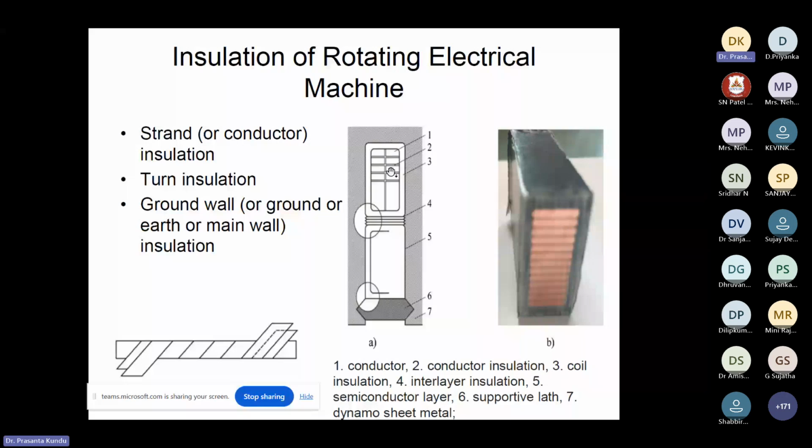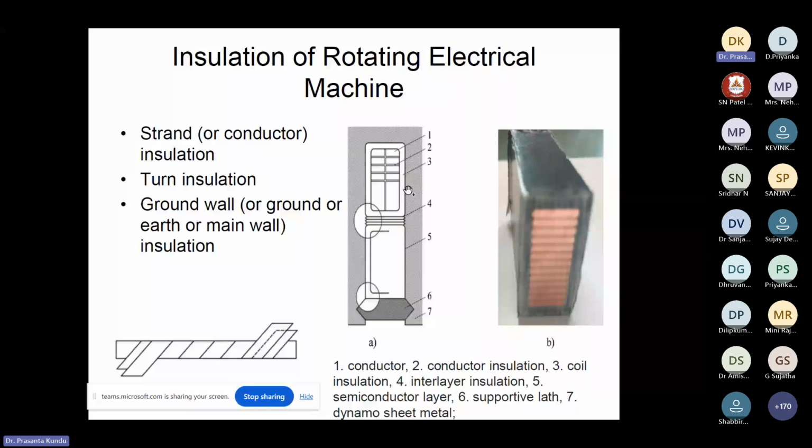Then from one turn to the core, number 7 is the core, the metal steel. And number 6 is the wedges, or supportive part, which will not allow the coil to come out. So number 3 is the ground wall insulation, and this is made by wrapping, like a tape.